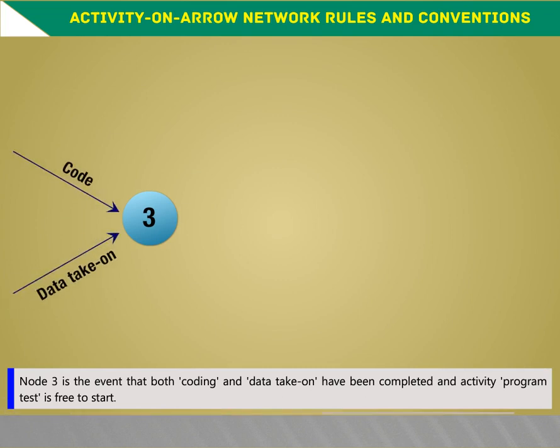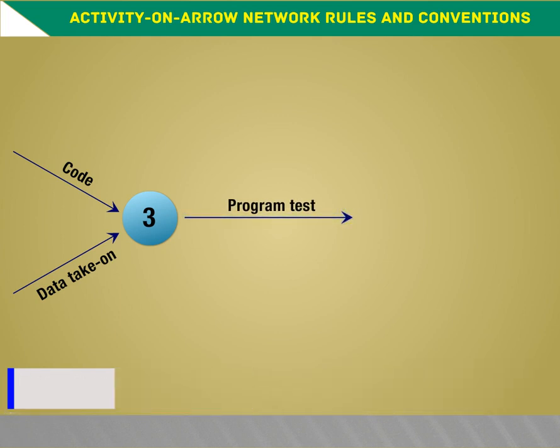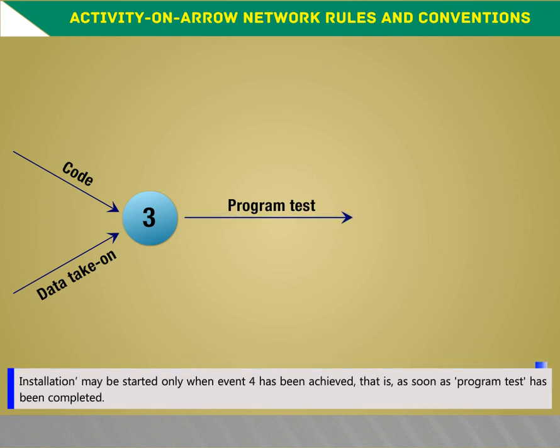Node 3 is the event that both coding and data take-on have been completed, and the activity program test is free to start. Installation may be started only when event 4 has been achieved, that is, as soon as program test has been completed.